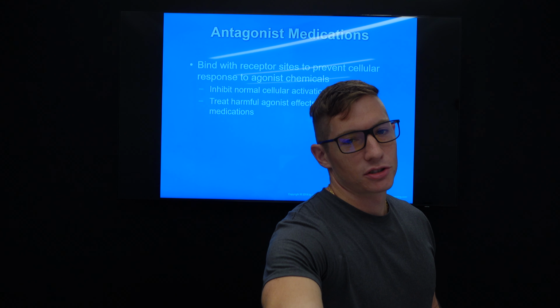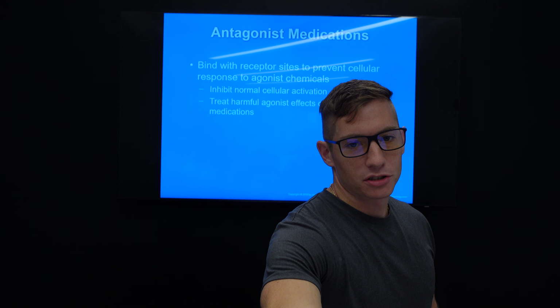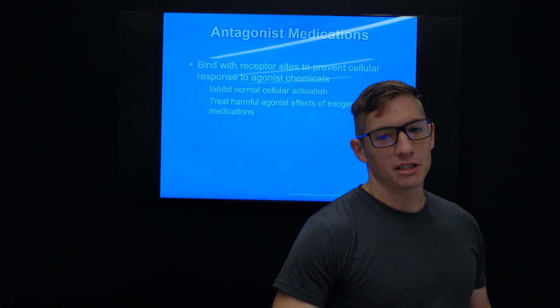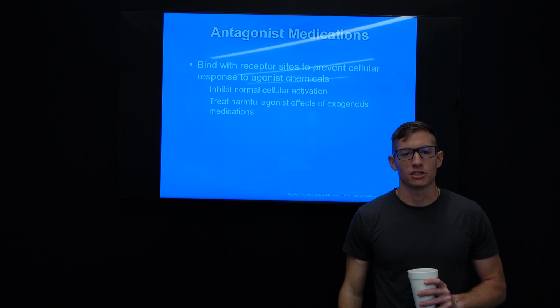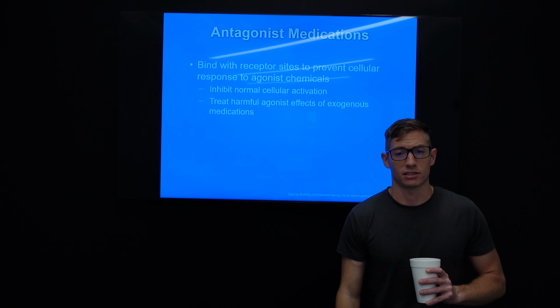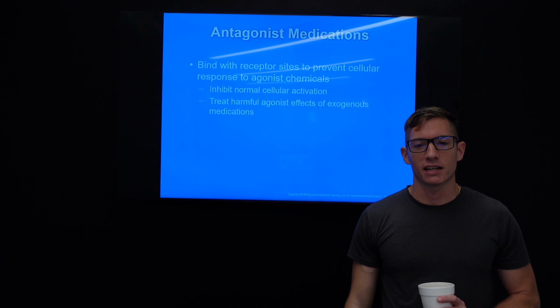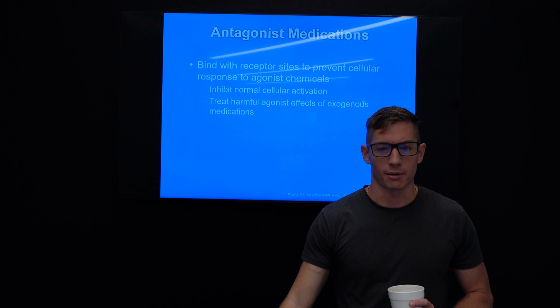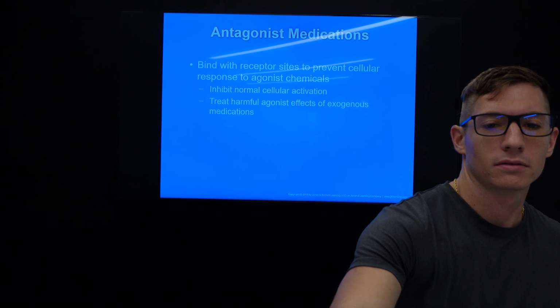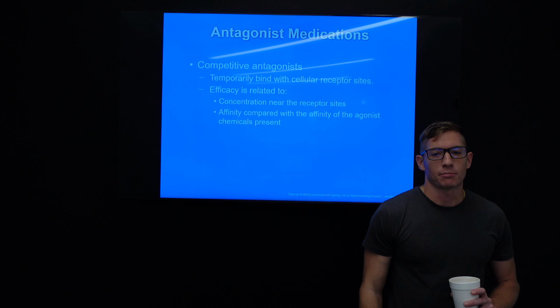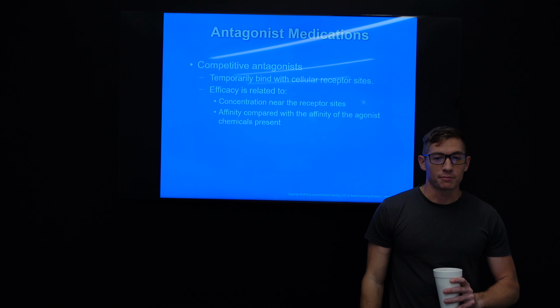Antagonist medications bind with the receptors to prevent any natural activation by the body's own chemicals. So these can be used to inhibit normal cellular activation by naturally occurring agonists within the body. We want to treat the harmful agonist effects of exogenous medications or chemicals. These might be competitive antagonists, which temporarily bind with the cellular receptor sites, displacing agonist chemicals.